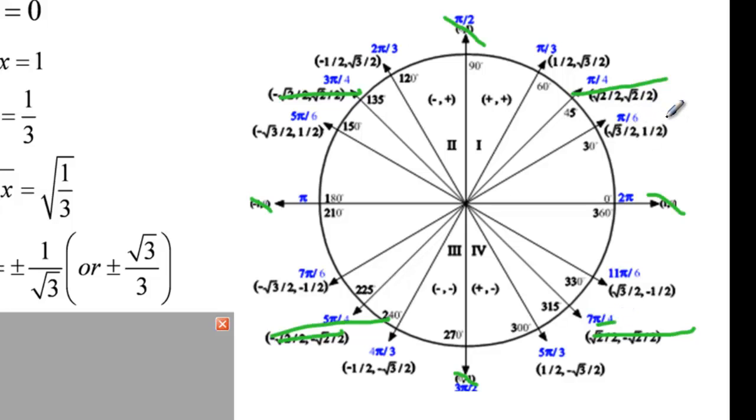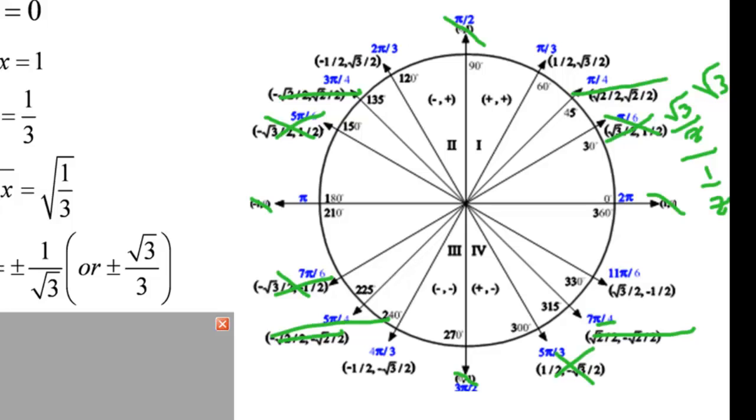So now let me go to pi over 6. If I take root 3 over 2 and divide that all by 1/2, the denominators of 2 are going to cancel, and that's going to leave me with root 3. That's not 1 over root 3. So now I can eliminate any of the points that have a root 3 or a negative root 3 over 2 in the x place.